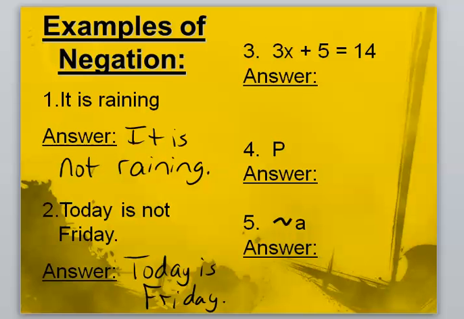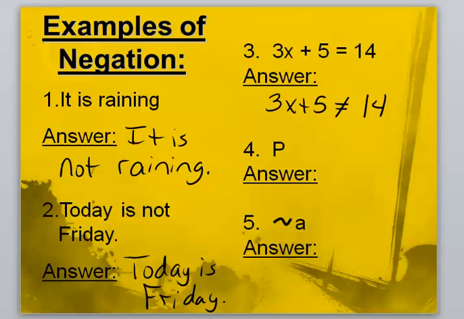Number 3, it gives an equation, 3x plus 5 equals 14. To negate this, we would do 3x plus 5 does not equal 14. So I'm going to write the equation, 3x plus 5 does not equal. To negate an equal sign, we draw the equal sign and put a slash through it. This negates a math symbol. So 3x plus 5 does not equal 14.